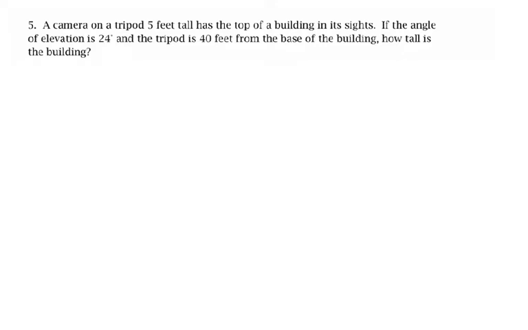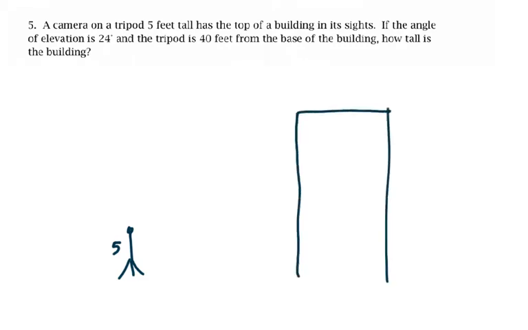So the last question in the notes, a camera on a tripod. So we're going to have a tripod with a camera on it. It is 5 feet tall, and it has the top of a building in its sights. So as we are looking from the camera to the top of the building, the angle of elevation is 24 degrees. So where is it looking up? So the line of sight of the camera is right there, and it's looking up to see the top of the building. So that's 24 degrees.